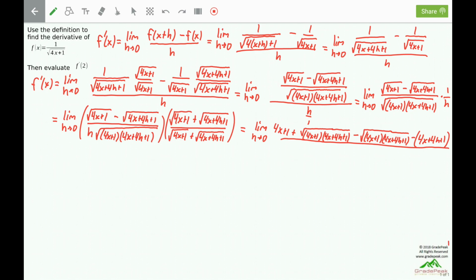After FOILing out a root conjugate, the outside and inside terms are equal value, opposite sign, and so they will cancel. The denominator we're not going to FOIL out, but leave exactly as we see it. So we have h times this root times the sum of these roots.